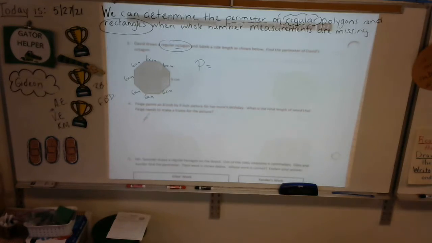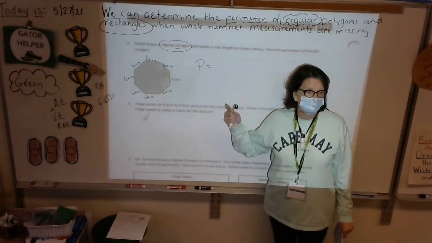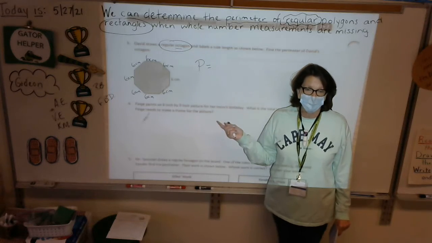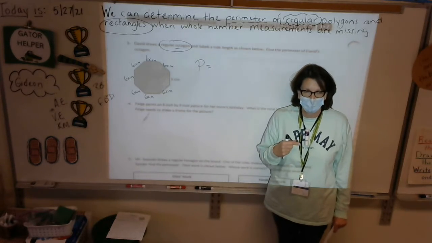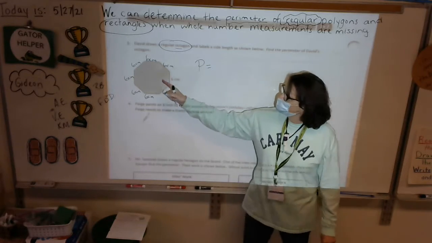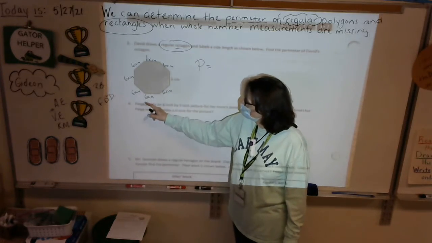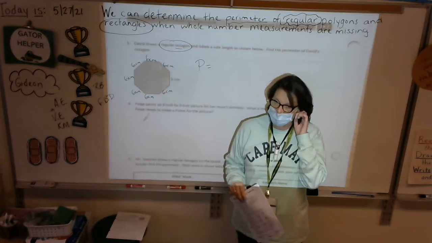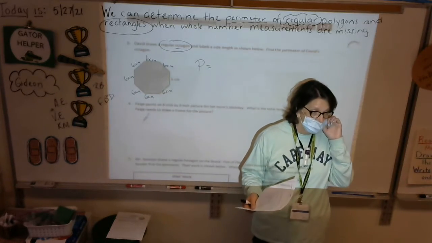So I like what Lucas did. I usually look at the number of sides, and it's 8. But I like what Lucas did because it helps me write my number sentence. He says, I'm going to count the number of 6s there are. So he counted 1, 2, 3, 4, 5, 6, 7, 8. There's 8 6s. So that leads me right into my number sentence, right, Lucas?